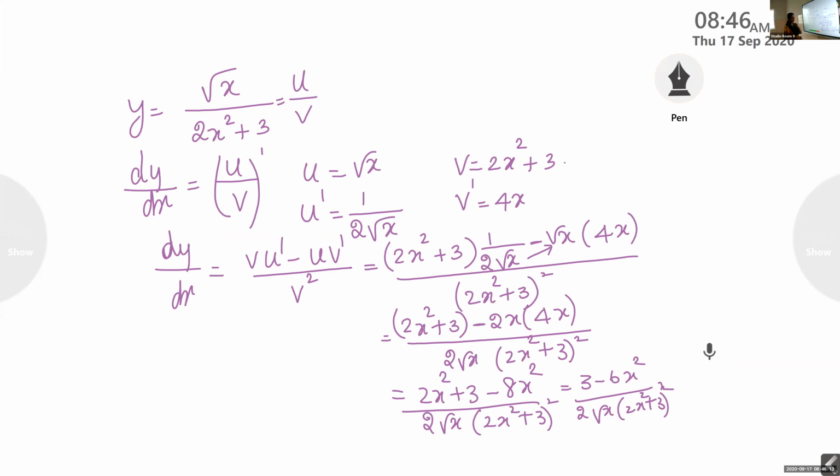Is it okay? Is it clear, children? This method, is it okay? We are using quotient rule. We are simplifying.